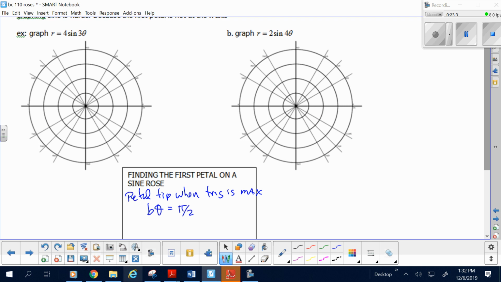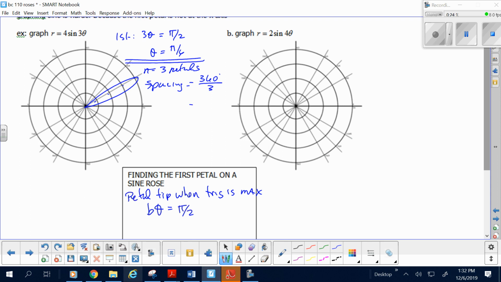So here, I would get my first petal when 3 theta comes out to be pi over 2, which means I get a first petal at theta equal pi over 6. When I hit pi over 6 and I put that in, 3 pi over 6 is pi over 2, I get a max. So 1, 2, 3, 4, my first petal is here. Now, rather than unwrap this in order with a table, let's do spacing, okay? We know that there will be 3 petals, yeah? Or will there be 6 petals? It's 3, okay? What's the spacing? In degrees.